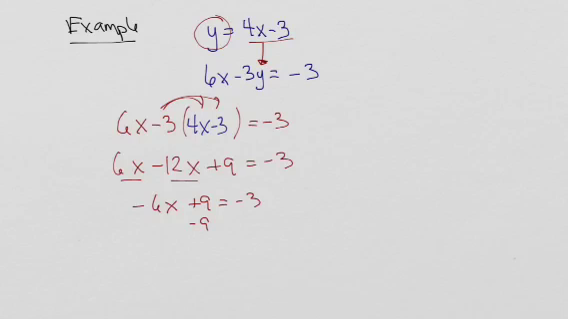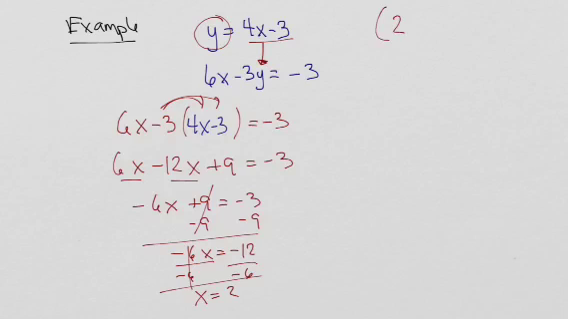Now get rid of the add subtract number first. And then lastly, get rid of your multiply divide number. And I got x equals 2. So my final answer has an x coordinate of 2.